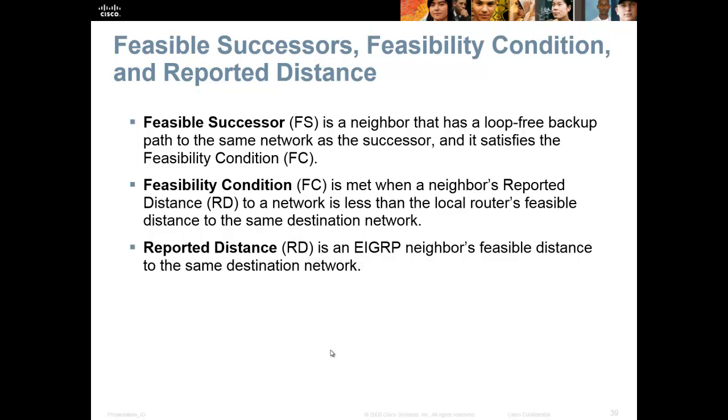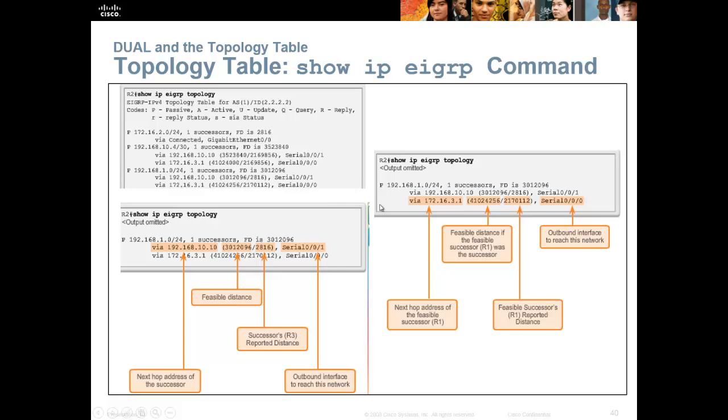All right, so all this information is stored in the topology table. If I go to the topology table and look here, I'll take this one, it shows I've got one successor, which is the primary route, and then the second route is a feasible successor. Most routes in the topology table will just say one successor, because there's no backup route to this path, since it's directly connected. But for these other paths to 192.168.10 and 192.168.1, I do have a backup route. So I have a feasible successor.